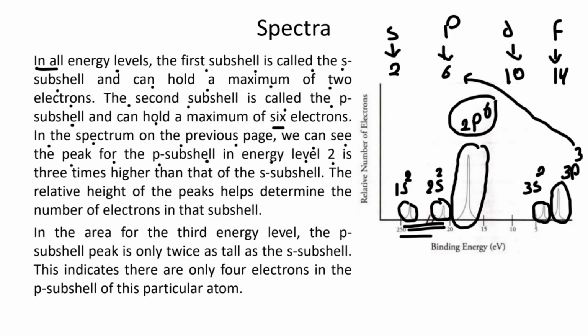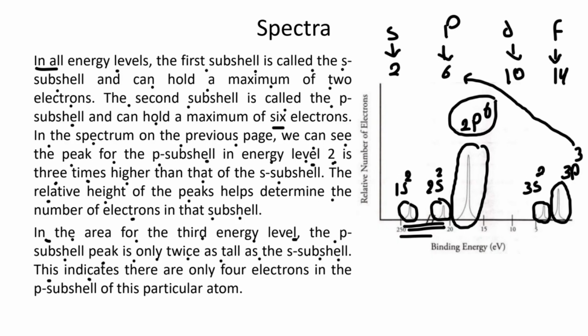Now the peak for energy level 2 P is 3 times higher than that of the S subshell. The relative height of the peaks helps determine the number of electrons in that subshell. In the area for the third energy level, the P subshell peak is only twice as tall as the S subshell.